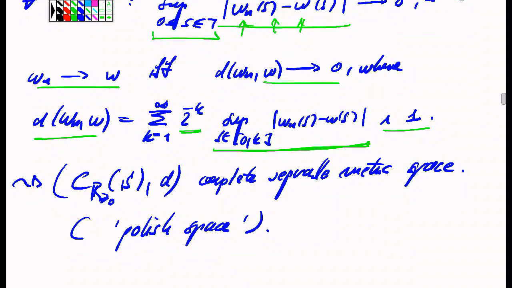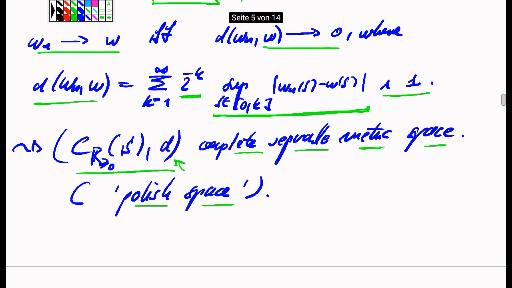Hence, we now have a metric space, namely the space of all continuous functions which assume values in S, equipped with a metric d. And it's again an exercise to convince yourself that this is a complete separable metric space, which means that it is a complete space, so Cauchy sequences have a limit. It is separable, which means that there is a countable set of paths which lies dense in this set. And that's when we call a space complete and separable, or a short name for that is a Polish space.